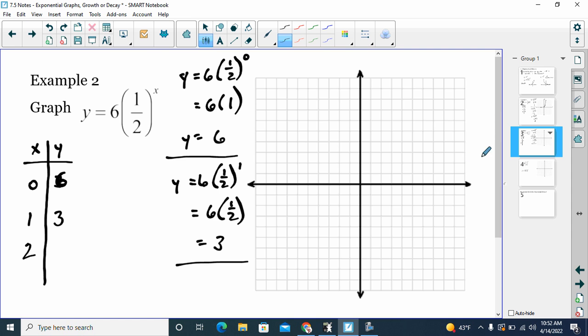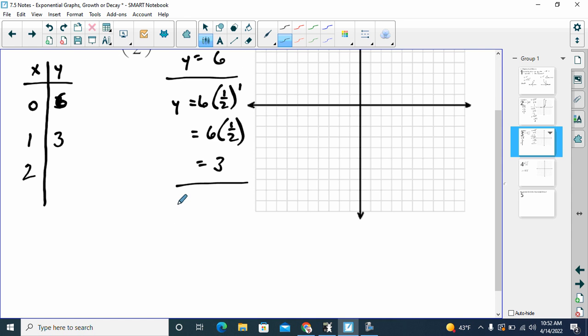Put 2 in for x. 6 times 1/2 to the second. 1/2 to the second power, there's a couple different ways you could do it. Second power means multiply it by itself, so we would do 1/2 times 1/2. And then to multiply fractions, we just multiply straight across. 1 times 1 is 1. 2 times 2 is 4.